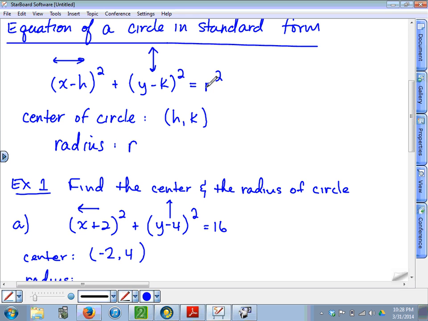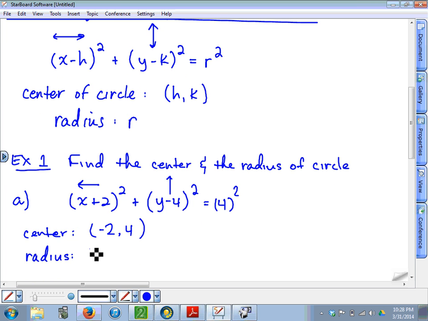If you take a look here, r squared, where r is the radius, so you have to think what number squared is equal to 16. Instead of thinking about a 16 there, think of, okay, what number can I raise to the second power that's equal to 16? And it's 4. 16 is equal to 4 squared, so this is your r value. The radius is 4.